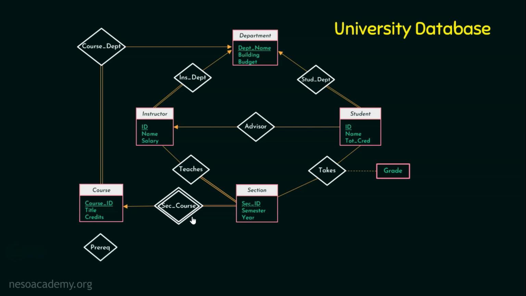Let's bring in the prerequisite relation, which is this. What do we mean by this? You see, this is a unary relationship. This is not a binary relationship like others, whatever we have seen.